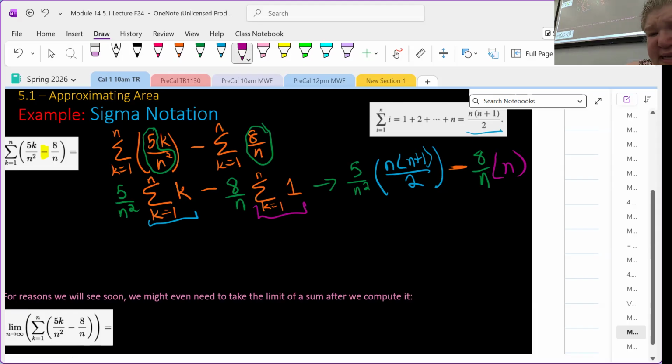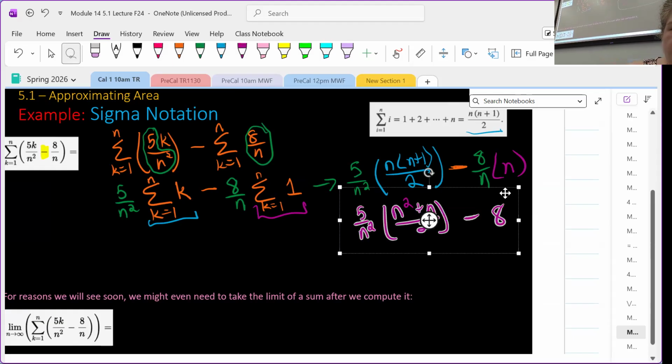Now, if we start cleaning this up, this 8 over n times n is actually just 8. I mean, minus 8. And then my 5 over n squared times, this ends up being n squared plus n all over 2. I'm going to rearrange this a little more interesting. I'm going to move this entire result over.